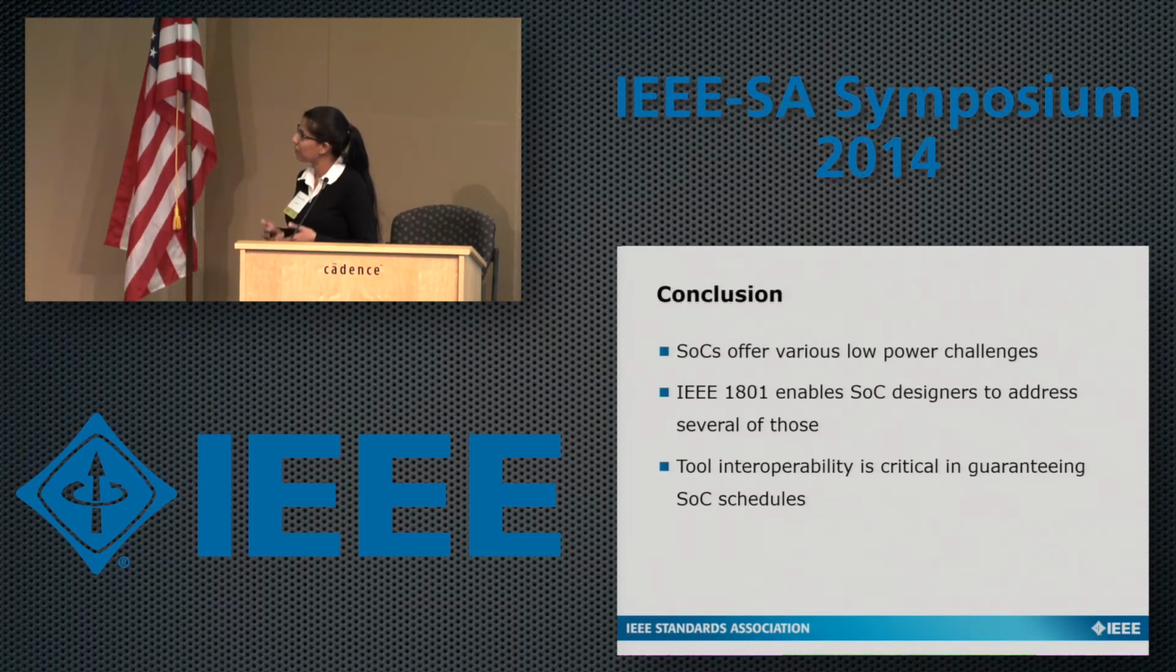So the biggest challenge for us is, first of all, we need to reduce power at various use cases, and a standard like 1801 enables SoC designers to address several of those using the constructs that we have seen. But a very important aspect to that is to ensure that there's tool interoperability, because power is intrusive. It affects every phase and every aspect of design, and we want to make sure that tools behave in a consistent fashion, and this is critical to guaranteeing SoC schedules. So that was the final conclusion.